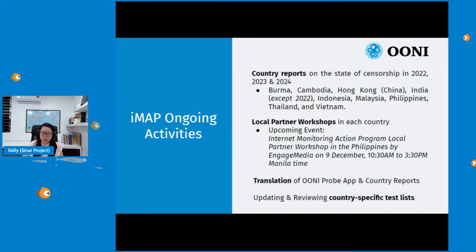Moving on, I will be speaking on some of our ongoing activities that we are carrying out in IMAP. First of all will be the country reports. The annual reports will be focusing on analyzing the data that we have collected in terms of the network interference and internet censorship in 2022, 2023, and 2024. This will be done in each of these countries listed, which is Burma, Cambodia, Hong Kong. India is an exception for 2022. They will join us in the 2023 and also 2024 reports. Indonesia, Malaysia, Philippines, Thailand, and Vietnam. So each of these countries will have their own country reports on the state of censorship.